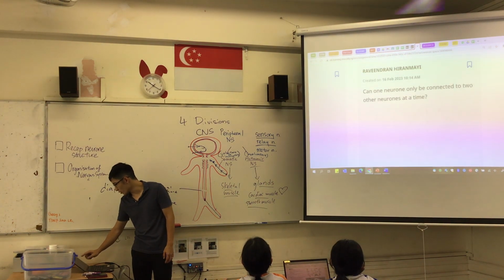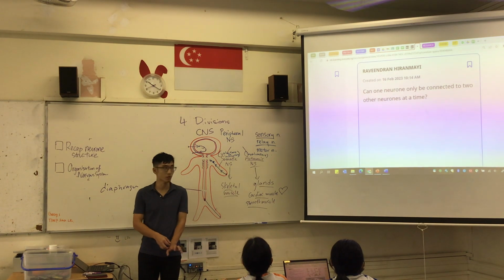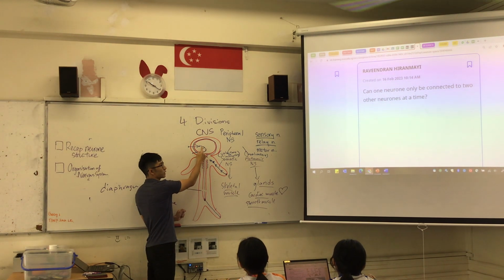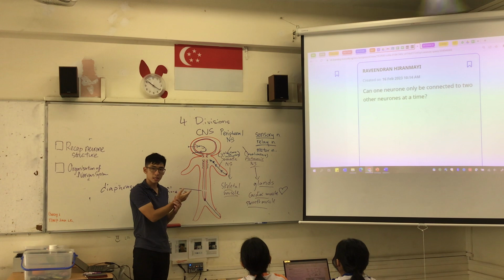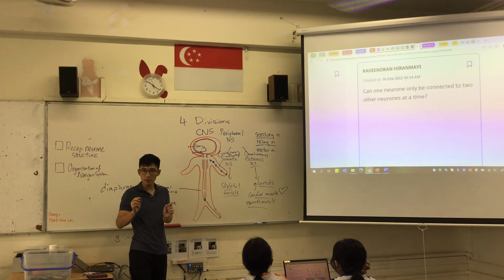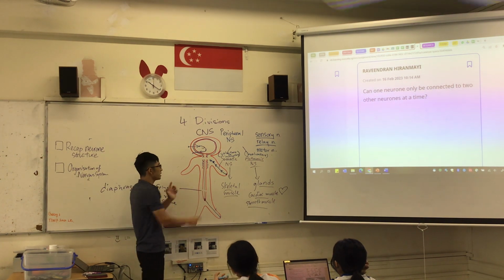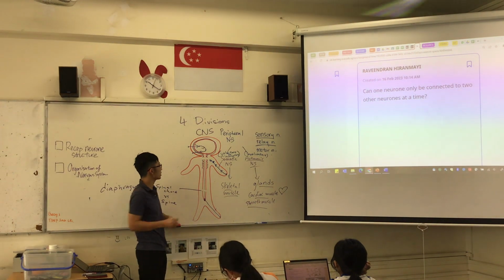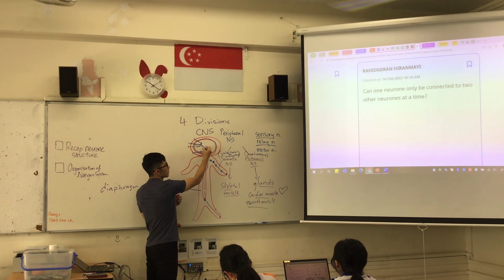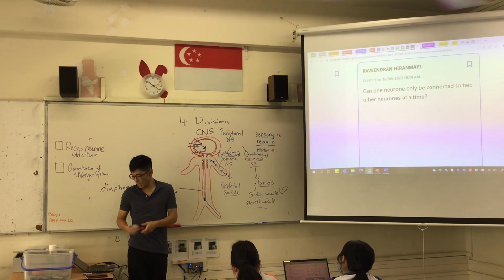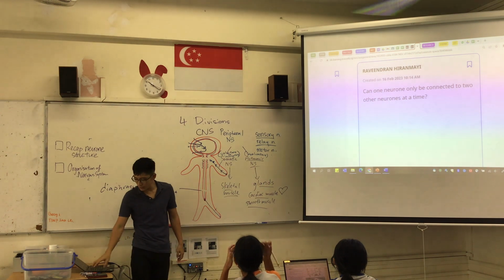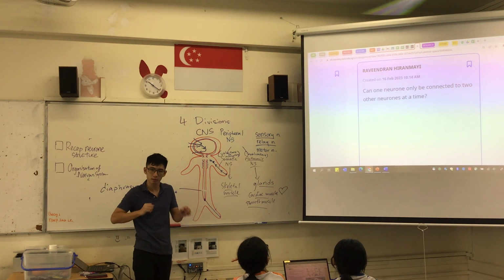Kiran asks, can one neuron only be connected to two other neurons at a time? Interesting question. What we see so far is one relay neuron connected to two neurons, sensory and motor. Can it connect only to two? No. In real life, one neuron can connect to many neurons. This relay neuron could be receiving information not just from one sensory neuron, but from many others, all channeling the signal to the relay neuron. We only show you a simple connection so that it's easier to make sense of. But if you study this in university, you'll find that the signals connect very vastly.